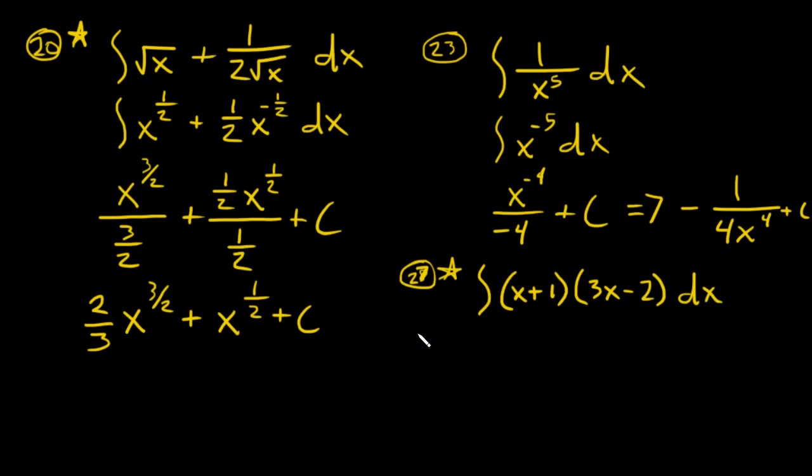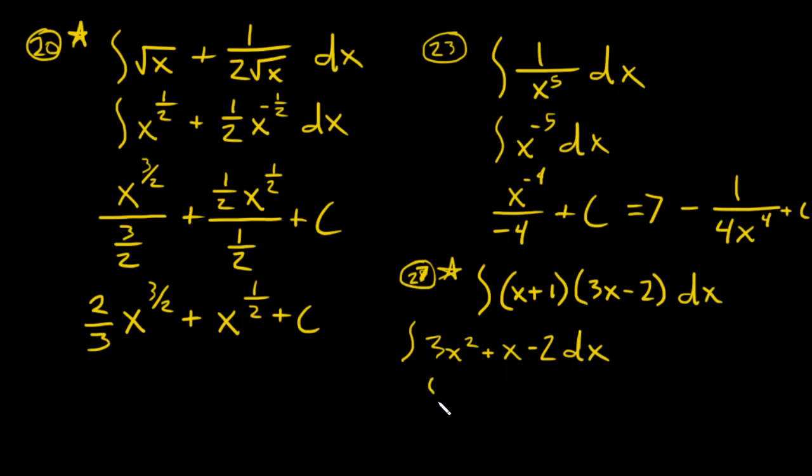So this is going to be equal to the integral of, well, x times 3x is going to be 3x squared. X times negative 2 is negative 2x, plus 3x times 1 is 3x. So negative 2x plus 3x is plus x. 1 times negative 2 is minus 2 dx. Alrighty. Now that I've got it in this form, I can actually do the antiderivative.